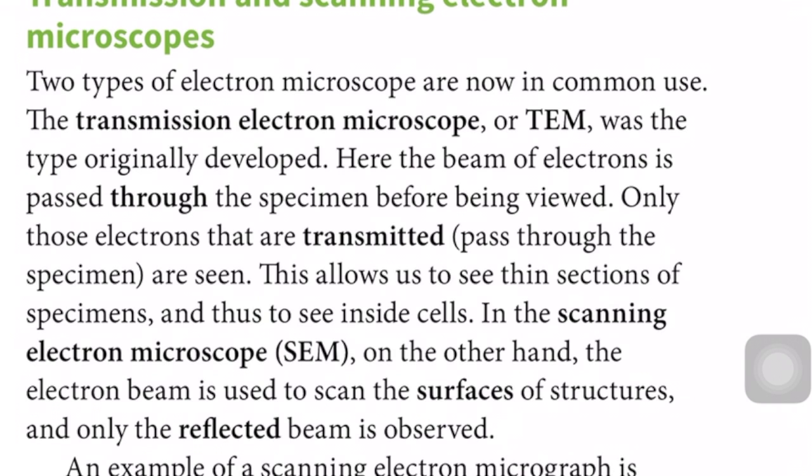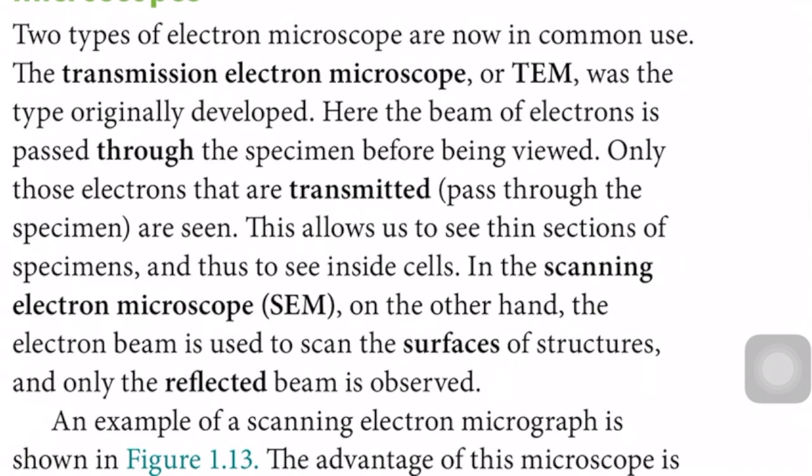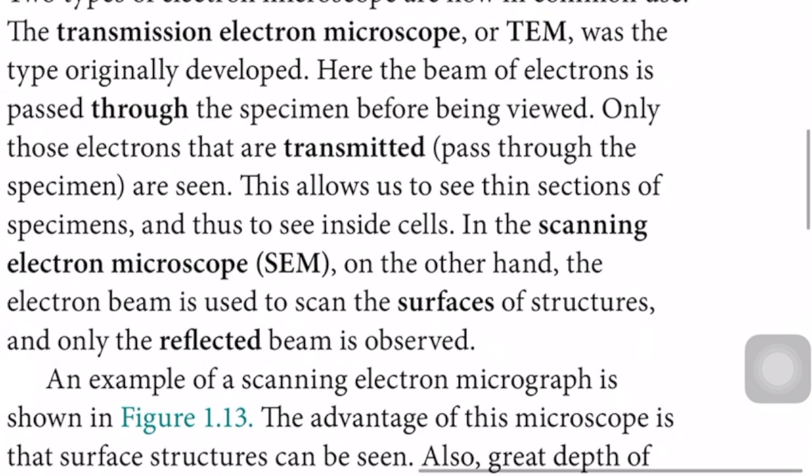Two types of electron microscopes are now in common use. The transmission electron microscope, TEM, was the type originally developed. Here the beam of electrons is passed through the specimen before being viewed. Only those electrons that are transmitted through the specimen are seen. This allows us to see thin sections of specimens and thus to see the inside of cells. In the scanning electron microscope, on the other hand, the electron beam is used to scan the surface of the structures and only the reflected beam is observed.